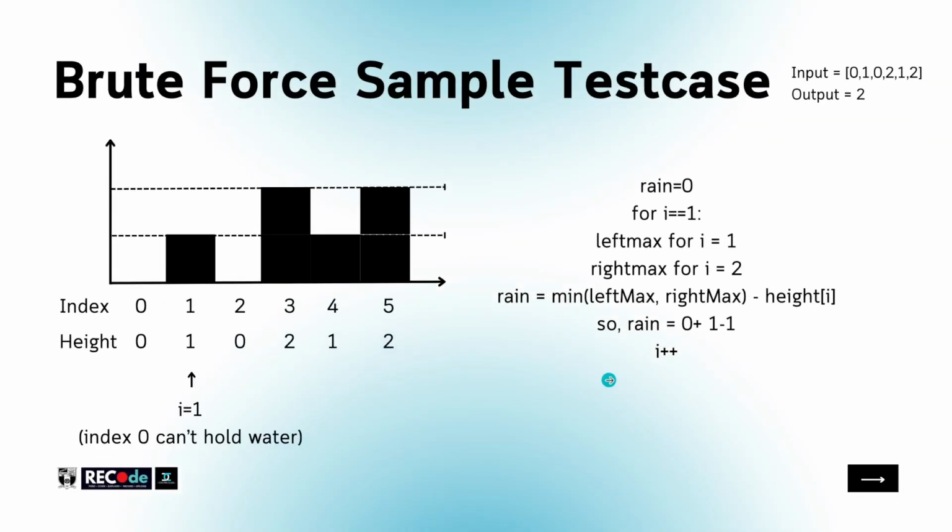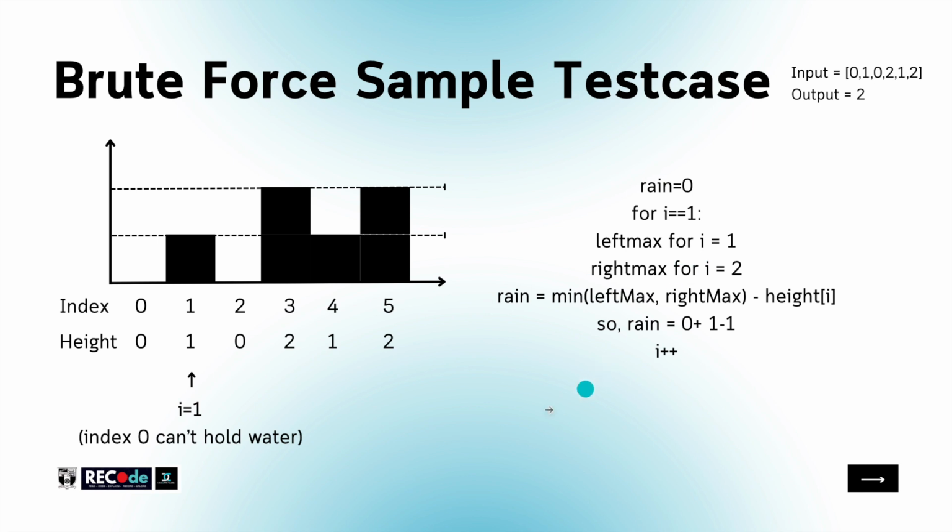A sample test case for brute force. Consider the input array 0, 1, 0, 2, 1 and 2 as the height of each block, and this is the visual representation for it. You start with rain equals 0 and you start at index 1, not index 0, because we saw that index 0 and the last index here, that is 5, cannot hold water, cannot trap water.